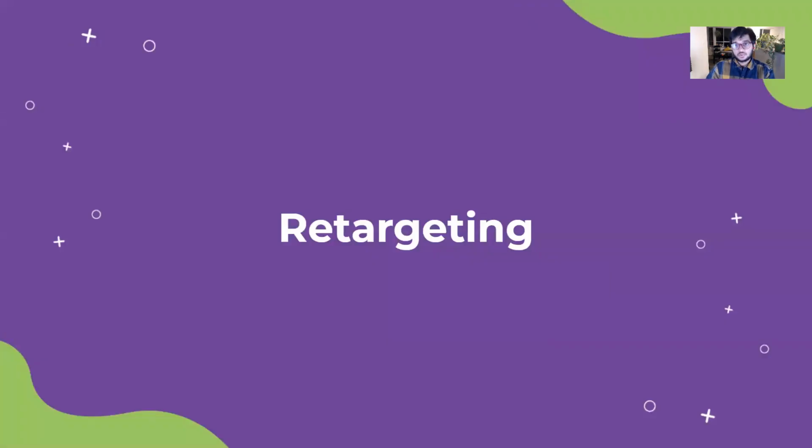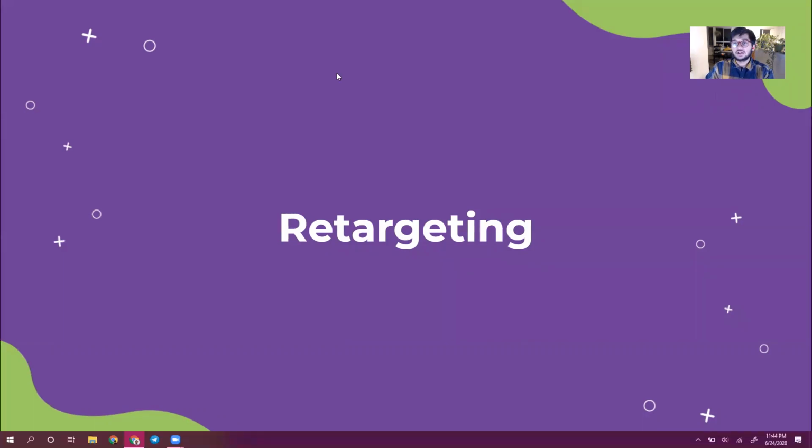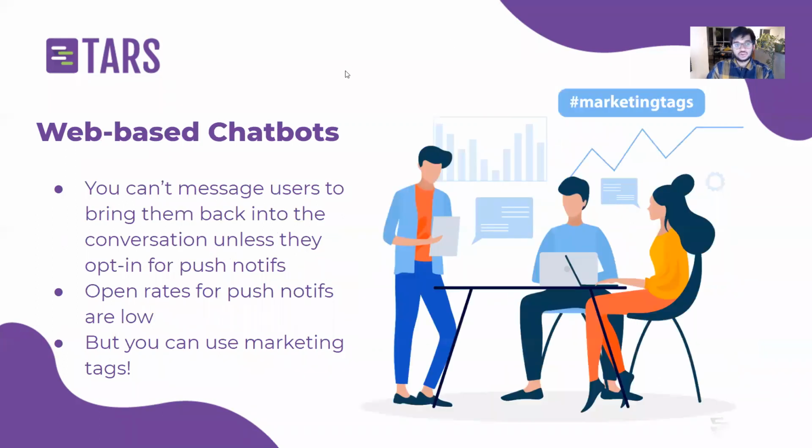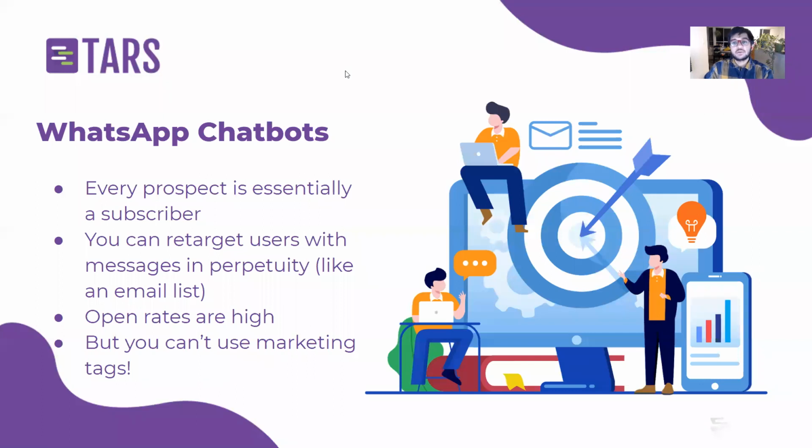The third front on which we need to compare these two chatbot platforms is their ability to handle retargeting. On WhatsApp chatbots, one of the killer features is essentially that any person who opts into your WhatsApp chatbot is essentially a subscriber on an email list. You can think about it like this: if someone talks to your WhatsApp chatbot, that WhatsApp chat is going to be in their inbox forever, pretty much.